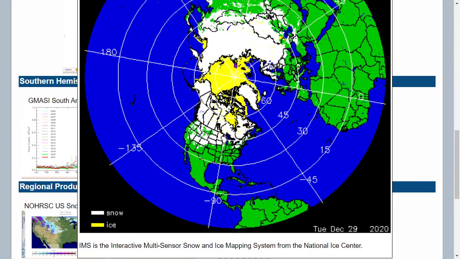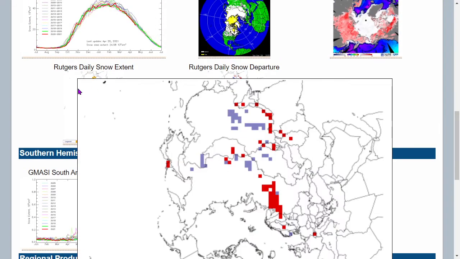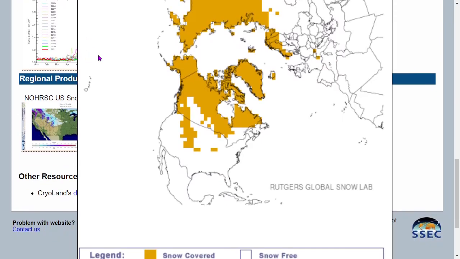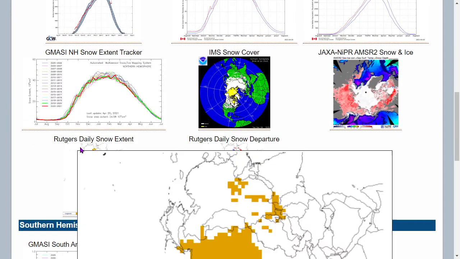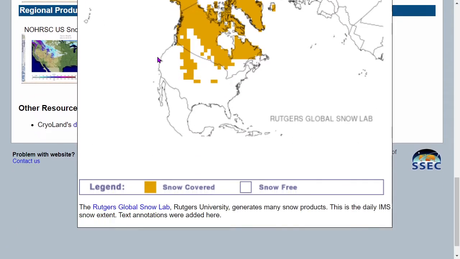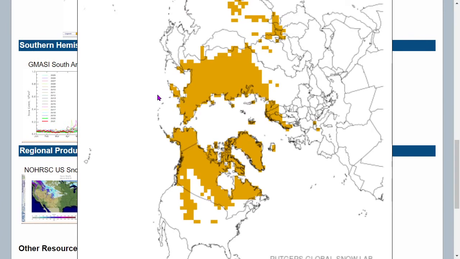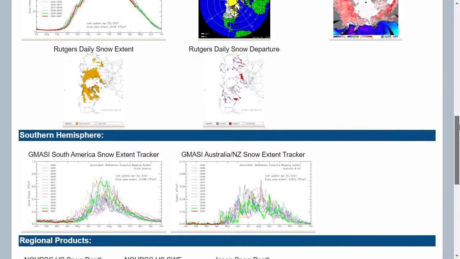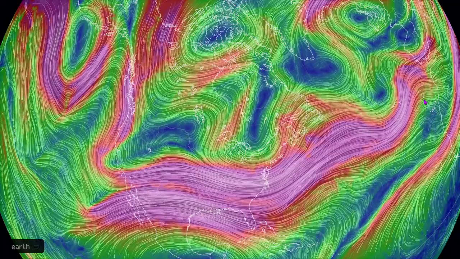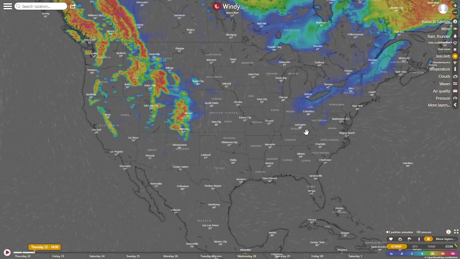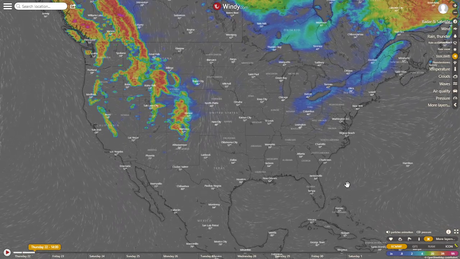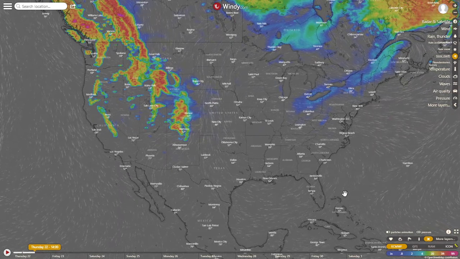This one is as of December 29th, 2020. What? What? All right, here's the Rutgers snow extent. As of, for goodness sakes. Is it going to show me a date? It is not going to show me a date. We'll just show you on windy.com. So before we go to nullschool.net and look at that stuff, let's go to windy.com real quick. And here's the current state of affairs for snow depth.